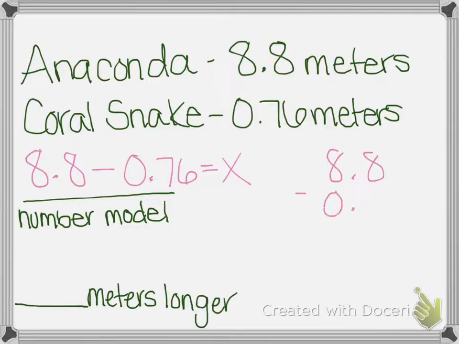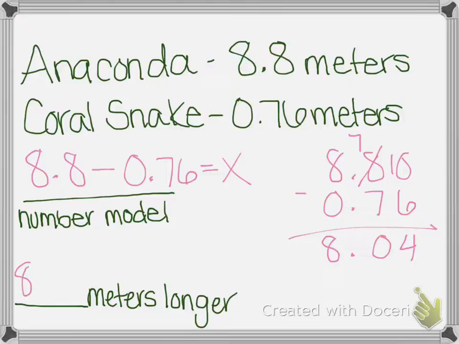Again, the biggest thing is to make sure you line up your decimal. 0 minus 6 I can't do, so I have to borrow. 10 minus 6 is 4. 7 minus 7 is 0. 8 minus 0 is 8. So it is 8 4/100 of a meter longer.